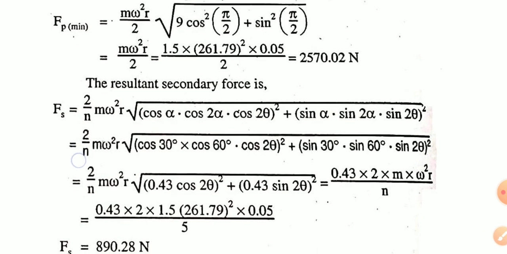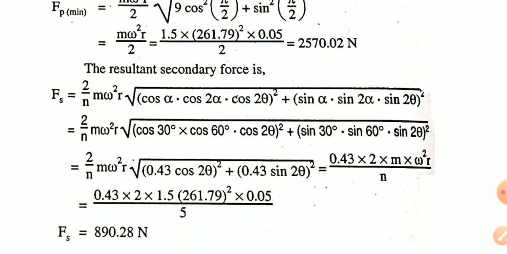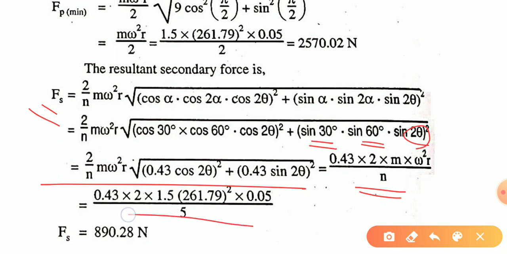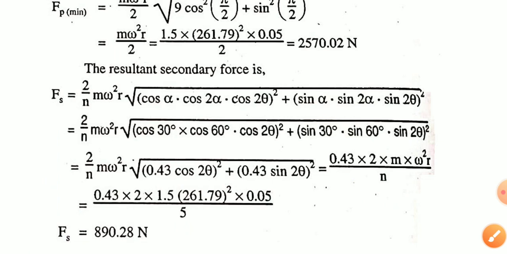Now same way we have to find for the secondary force. We know that this will be maximum at a particular 2 theta, so here alpha is 60 and we have to find the 2 theta angle. So this will be the final equation for F_S. This is the answer, the secondary force.